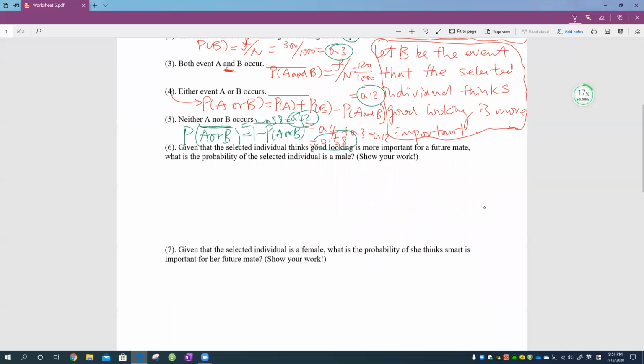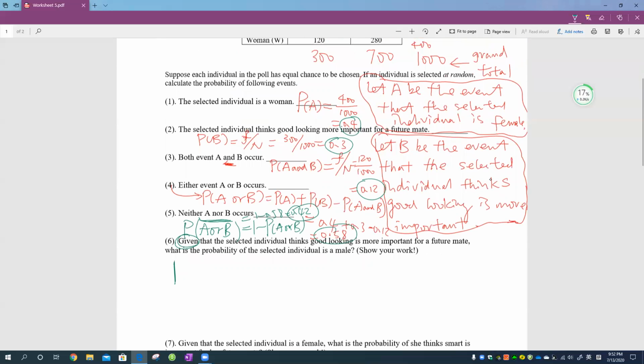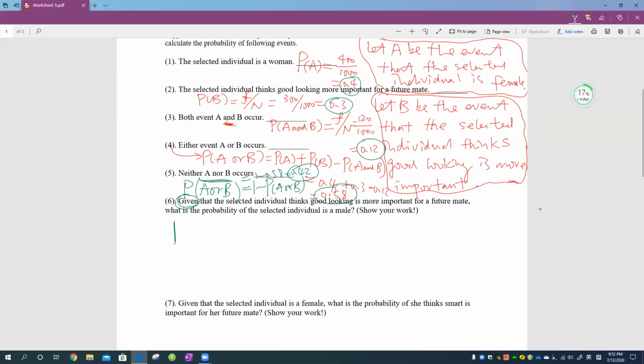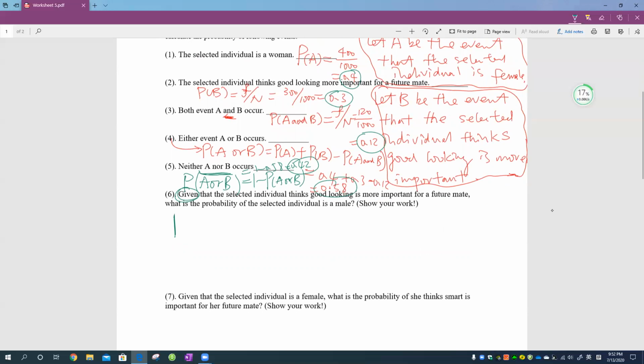And now let's look at question number 6. Given that the selected individual thinks good looking is more important. So we know the stat notation for conditional probability. When you see this term given, you can write down this given notation. So it's just a line. Given the selected individual thinks good looking is more important. Then good looking, we use event B to represent that. So given B. And what is the probability that the selected individual is a male.